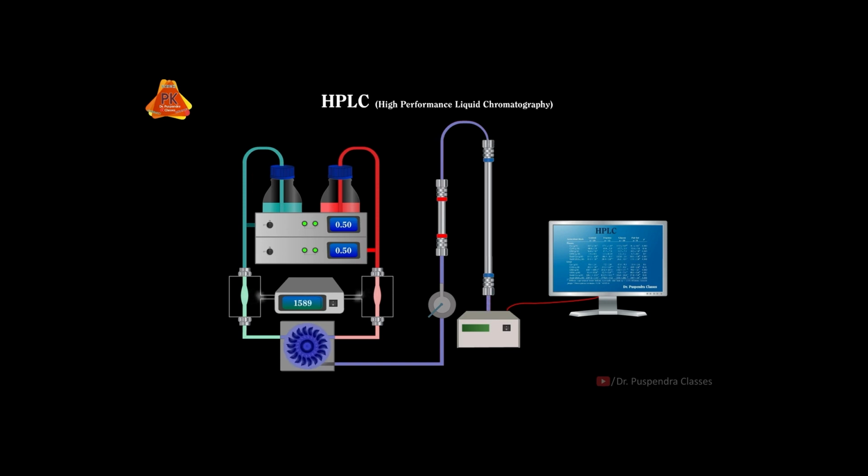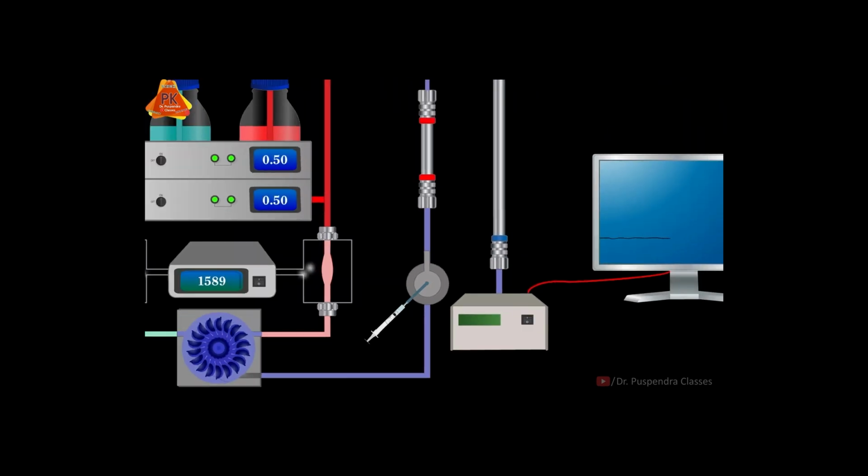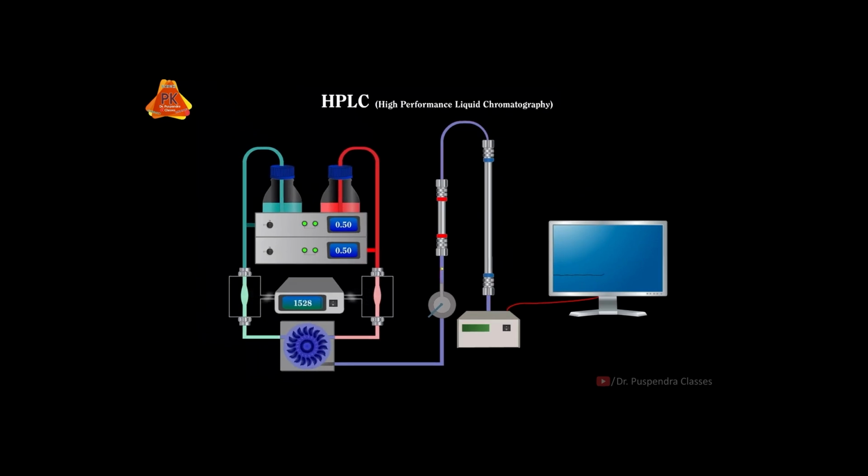In this condition, blank mobile phase will run for 10 minutes at least, which gives proper conditioning of the HPLC instrument. Now we will inject the required amount of sample through sample injector by the help of a micro syringe. After injecting the sample, it will pass through the guard column. Then it will enter into the analytical column, which contains stationary phase.